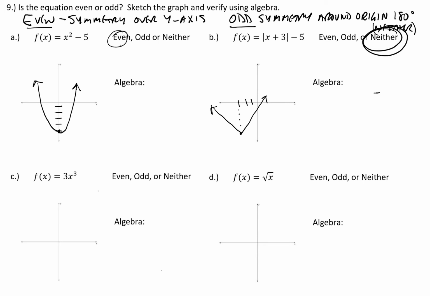And then in C, our graph looks like this: over 1, up 1, 2, 3, and then to the left 1, 1, 2, 3. So we have a graph that looks like this. All right, so if I put patty paper on this and traced it and rotated it 180 degrees, this has rotational symmetry around the origin, so we would say this is odd.